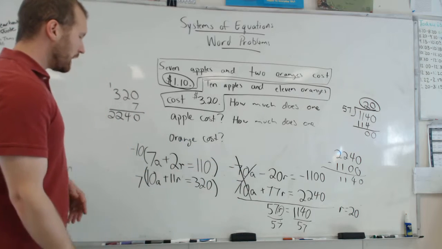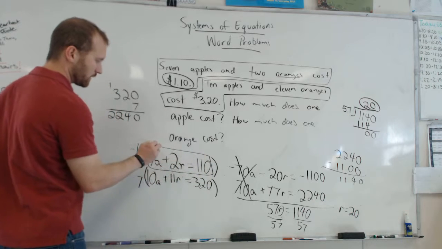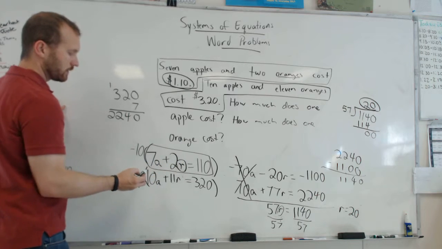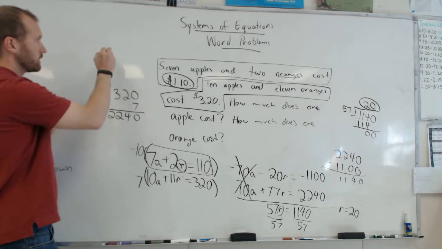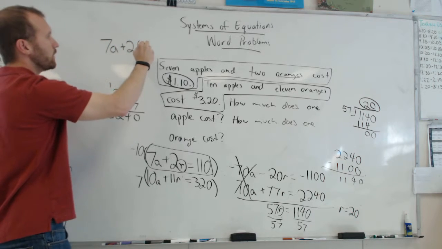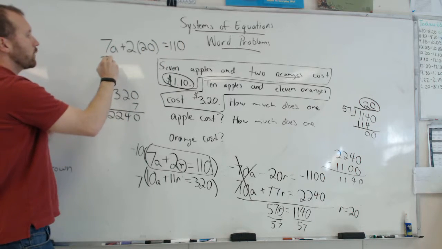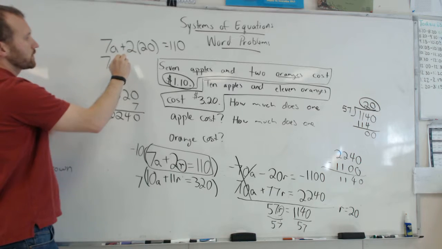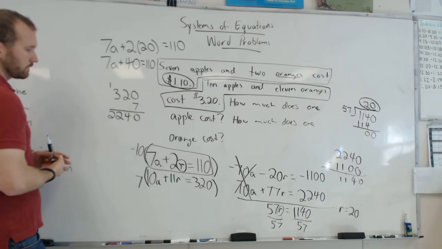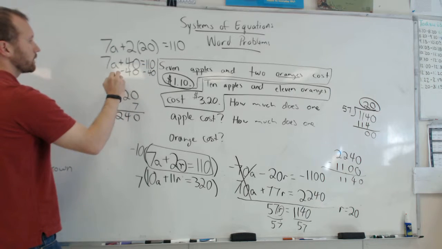Then I have to figure out the apples. I'm going to go back to this original equation. 7a plus 2r equals 110. Except instead of r, what am I going to write? It's going to be 20. So 7a plus 2 times 20 equals 110. 7a, what is 2 times 20? 40. 7a plus 40 equals 110. How do I solve for a now? Subtract 40. What is 110 minus 40?